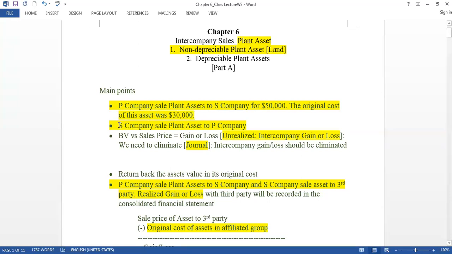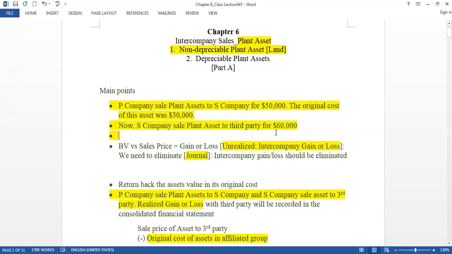Now, subsidiary. Now you consider, for example, now the subsidiary sells the plant asset to a third party for $60,000. So think up to here.